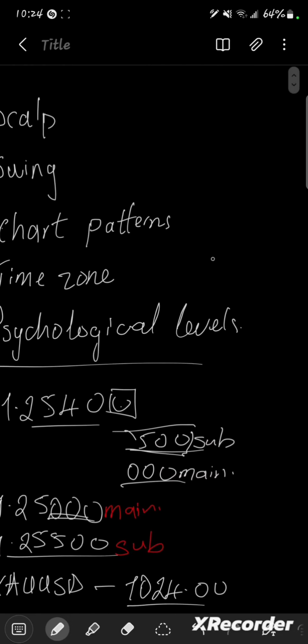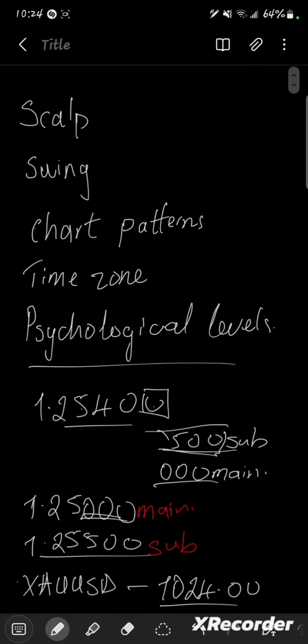So I'll come back to the brief rundown of chart patterns, trading times and trading sessions, and psychological levels, guys. So that's it. Let's go to the charts.